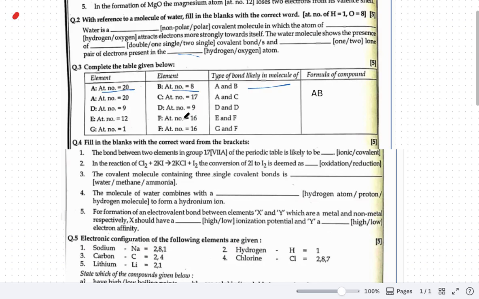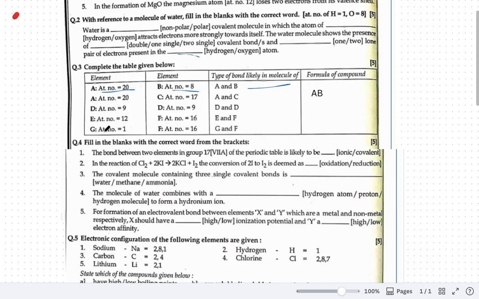Okay, next one is atomic number 12 and atomic number 16, E and F. So 2, 8, 2 and 2, 8, 6. In that case it is going to be valency -2 for F and valency 2 for E. So we are going to get an ionic bond because there's a big difference in electronegativities. One is a strong metal, one is a strong non-metal, so we get an ionic bond, which has the formula EF.